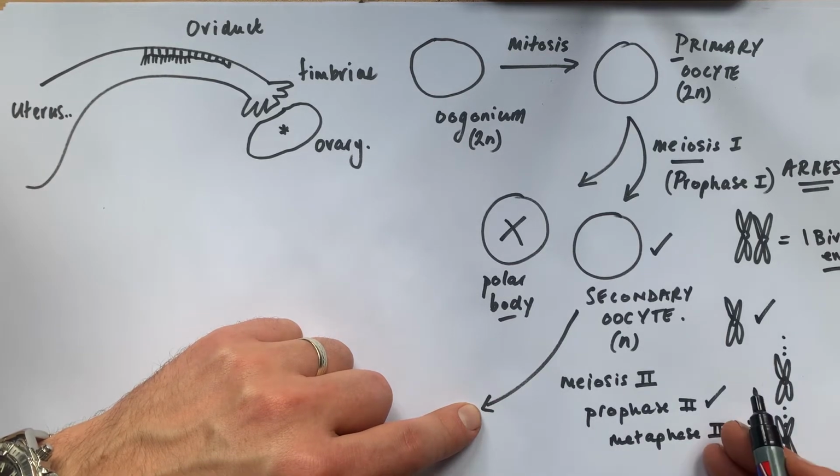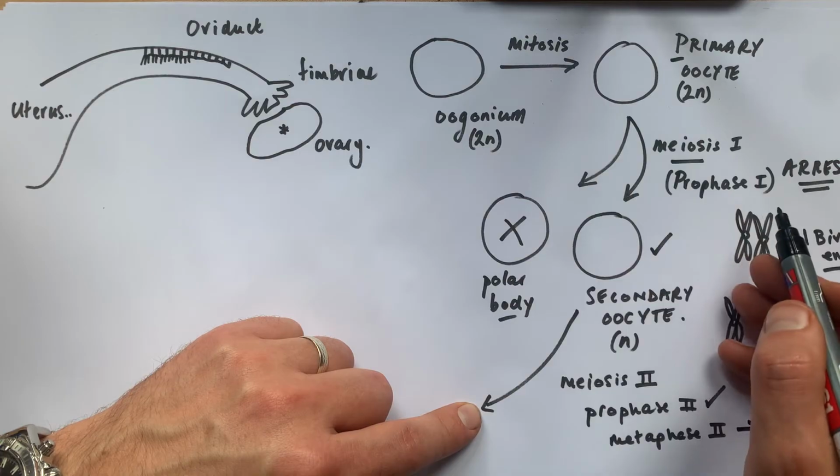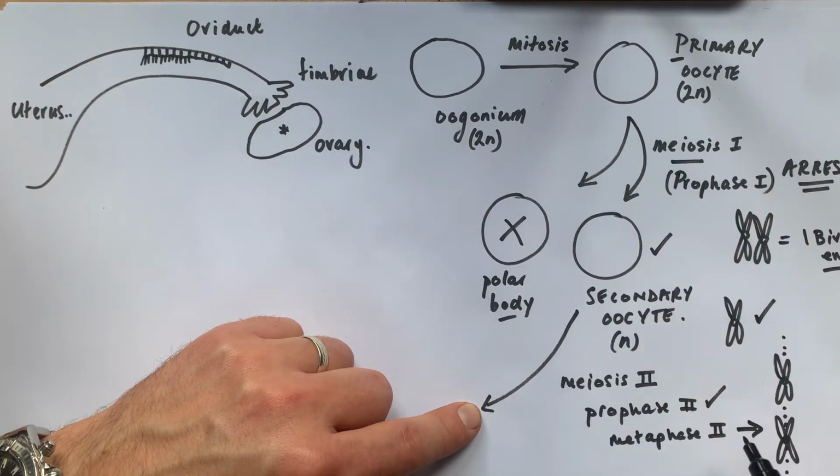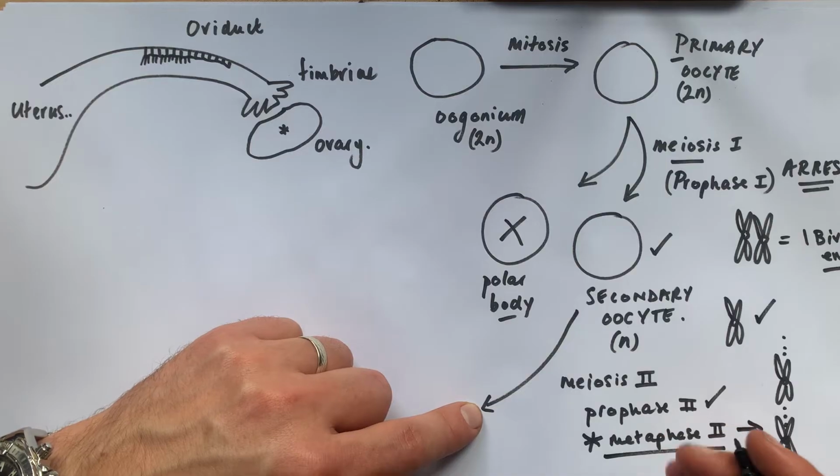And it arrests in metaphase 2. So much like the primary oocyte arrested in prophase 1, we get development of the secondary oocyte. It's going to arrest in metaphase 2. So this phase is really super important because the secondary oocyte arrests in this phase.